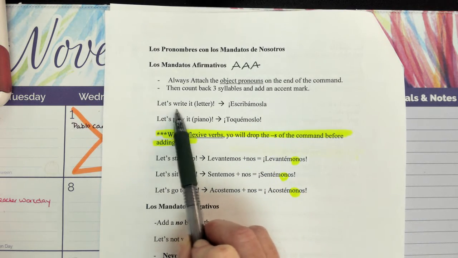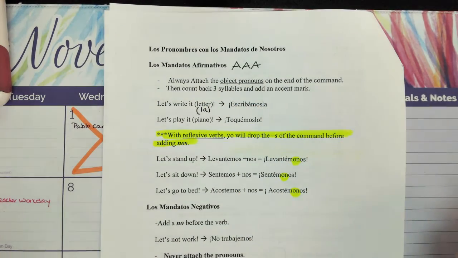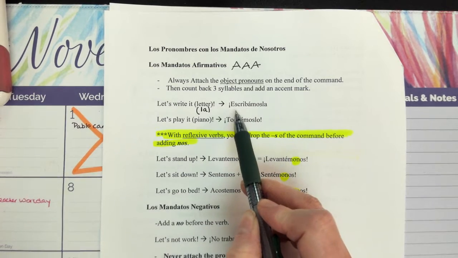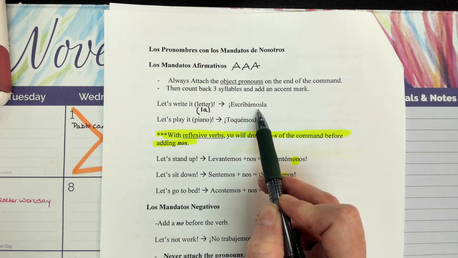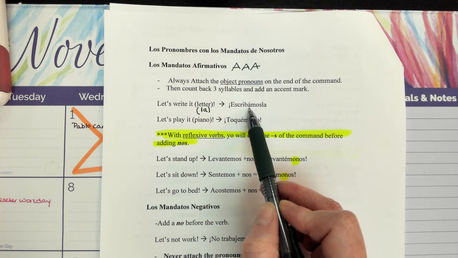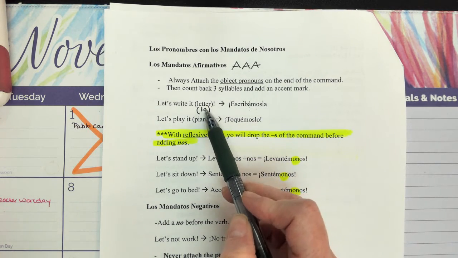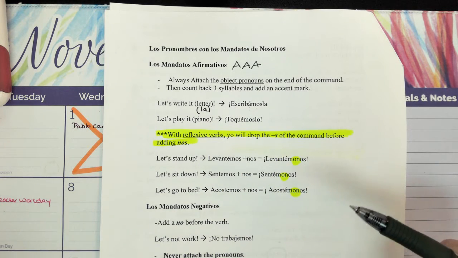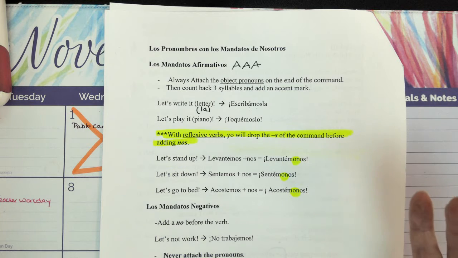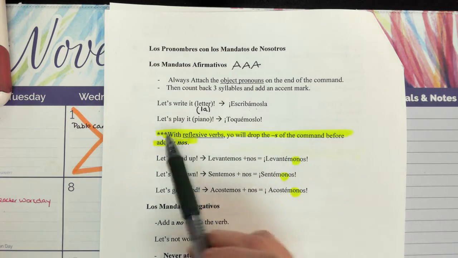You're going to take that pronoun and add it right to the end. So if I wanted to say let's write it, and it being a letter, I would use the pronoun la. I would write my command, escribamos, and then I put la right onto the end. Now, I need to count back 3: 1, 2, 3, and I add my accent. Now remember, this is just when adding one pronoun. If we are going to add more than one, remember our RID, reflexive, indirect, direct, you would have to count back 4 syllables, but we'll get to that in a second. I don't want to confuse you.